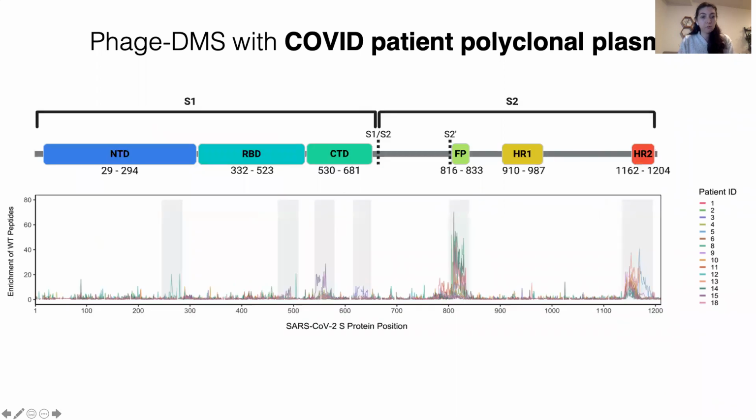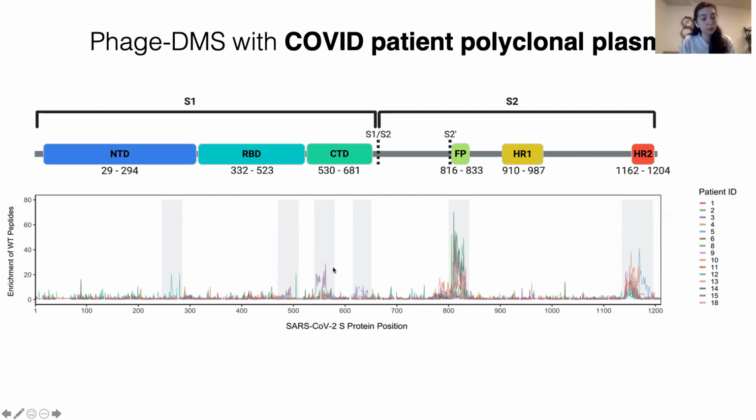First we examined just the enrichment of wild type peptides. What I'm highlighting in gray here are some regions that were targeted by the antibodies in these people. What we clearly saw is that the immunodominant regions were near the fusion peptide here and just upstream of the HR2 domain. This is actually the same region that was targeted by that monoclonal antibody as well. We saw rarer epitopes being enriched in other places, but most patients were binding to these two regions.